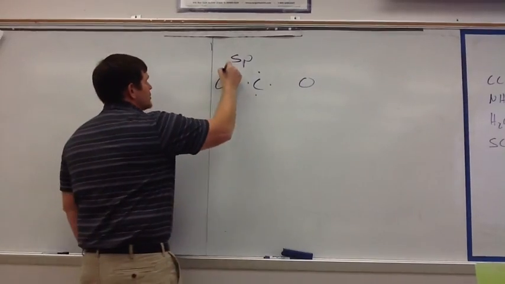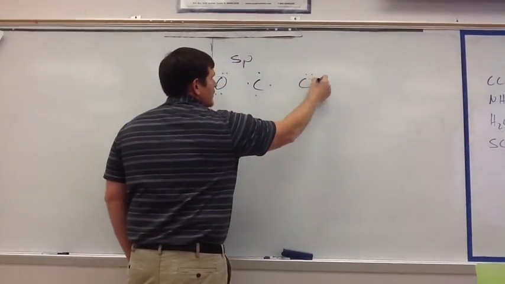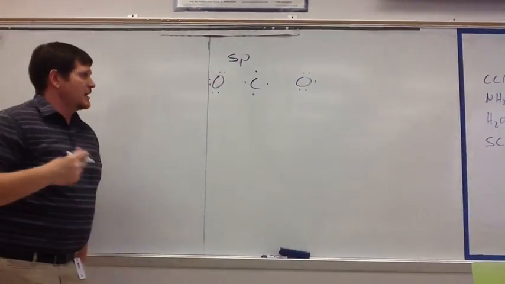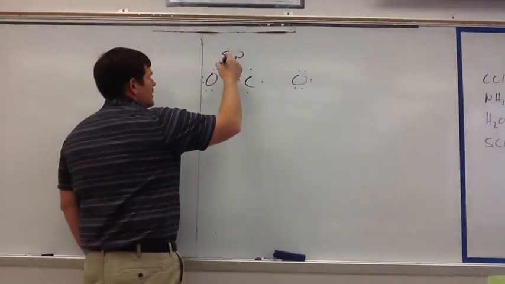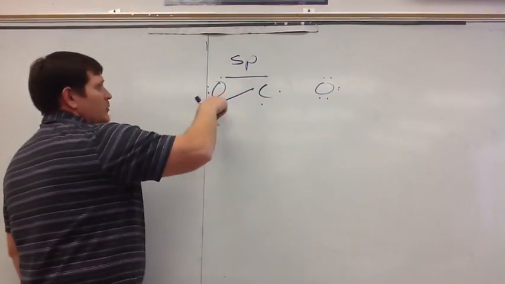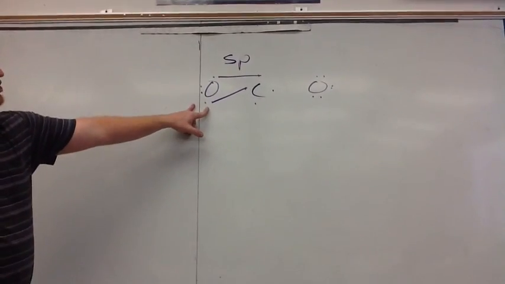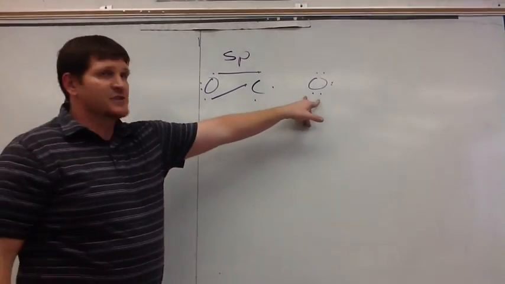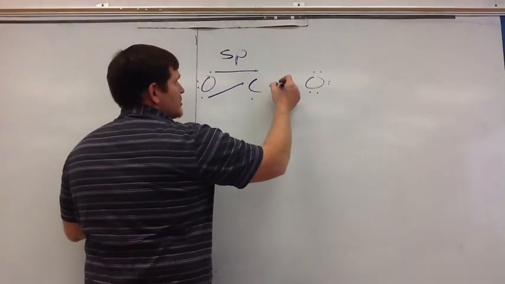Okay, oxygen, 1, 2, 3, 4, 5, 6. And I just start bonding away. Okay, when I bond those right there, that makes oxygen happy. Carbon's not happy. This one's not even close to being happy. So let's try to make it happy.